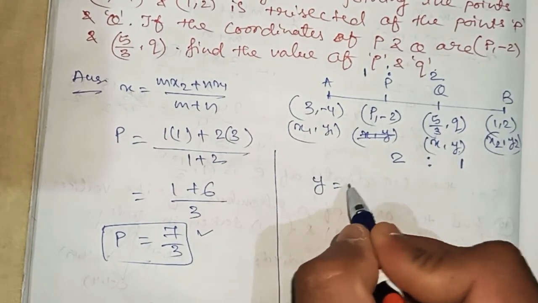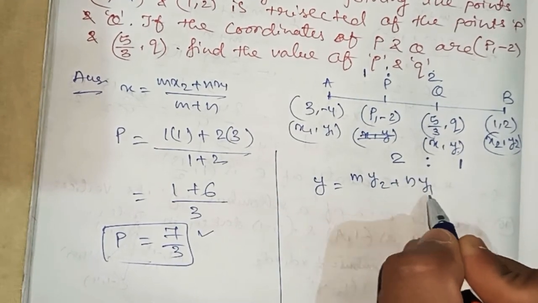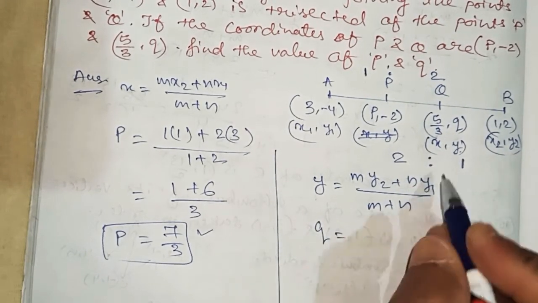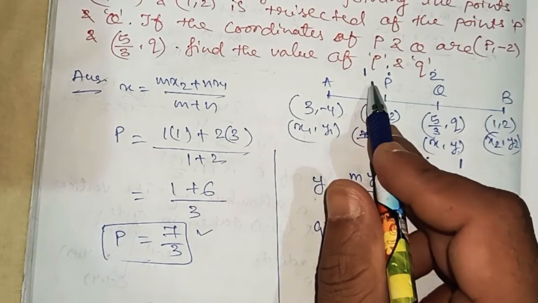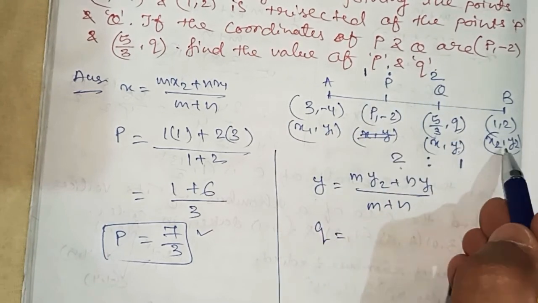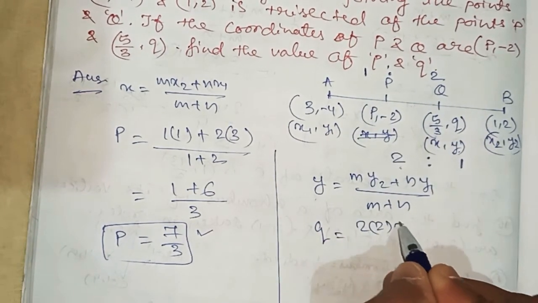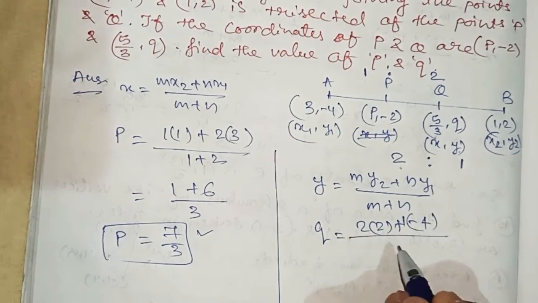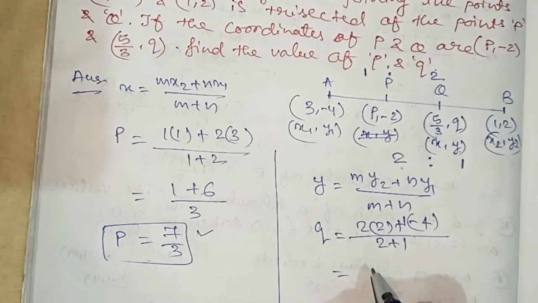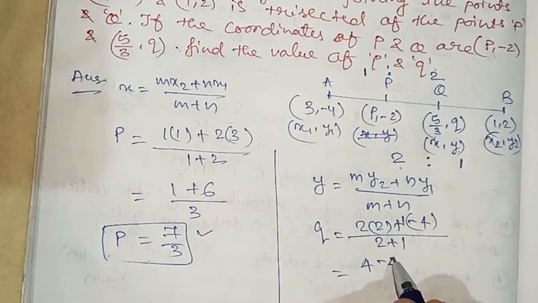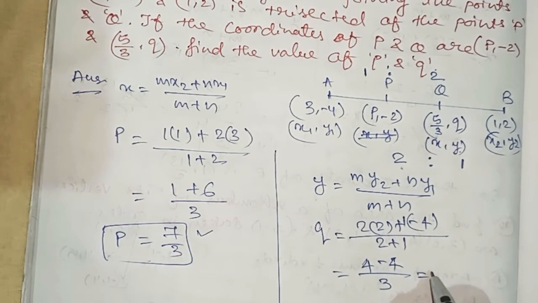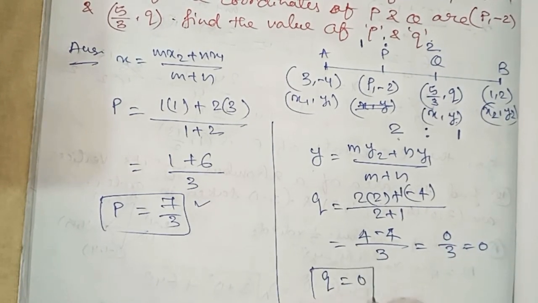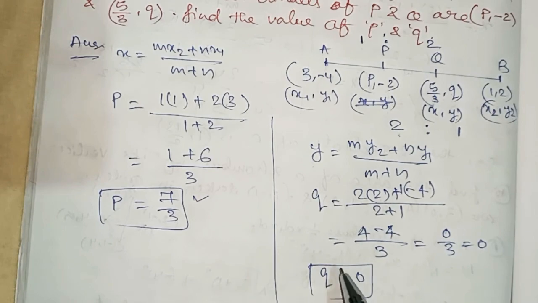The y formula is my2 plus ny1 by m plus n. What is the value of y? Y is q here. M is 2. No need to see these two ratios. 2 into 2 plus 1 into minus 4, by 2 plus 1. 2 2s are 4 plus minus 4, by 2 plus 1 is 3. So 4 minus 4 is 0, 0 by 3 is 0. So the value of q is 0. In this way we got the value of p as 7 by 3, q as 0.